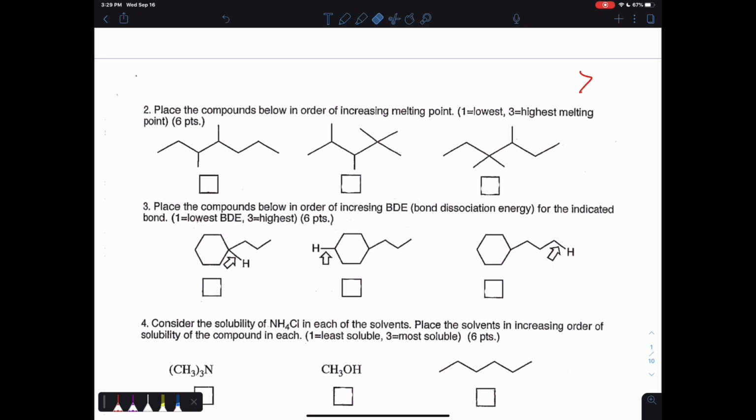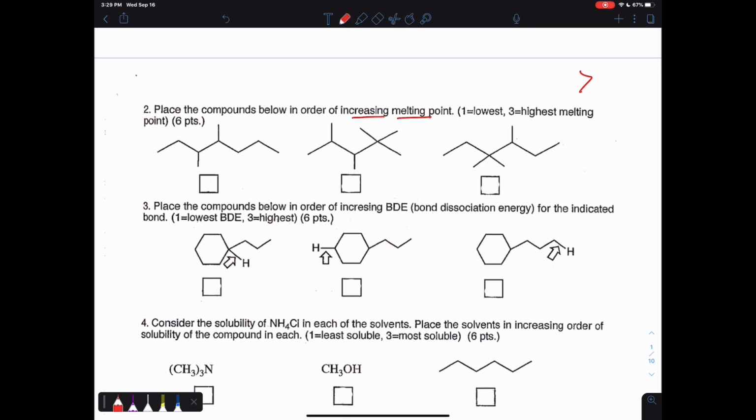And also, make sure you read the question. Lots of people do 20 old tests, and they get to the point where they see a problem, immediately solve it, but they just don't read the question. So this number 2 is: place the compounds below in order of increasing melting point.